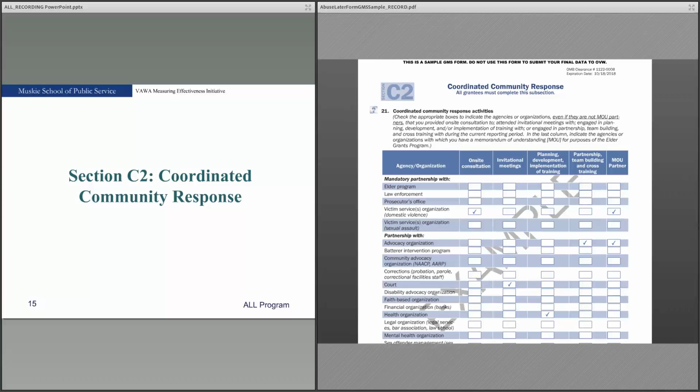As you can see, there are different columns for on-site consultations, invitational meetings, planning, development, implementation of training, and partnership, team building, and cross-training, as well as a separate column for any agencies and organizations who are MOU partners on your grant.